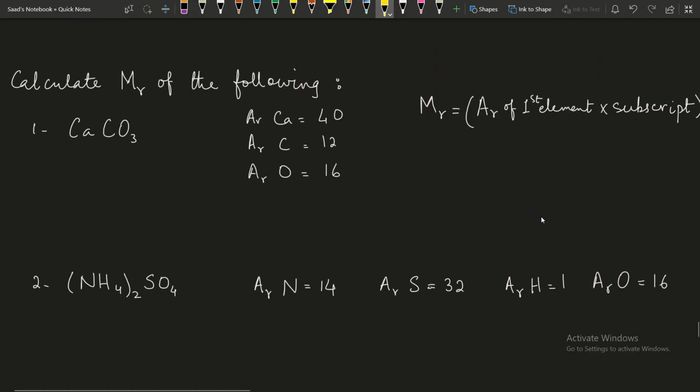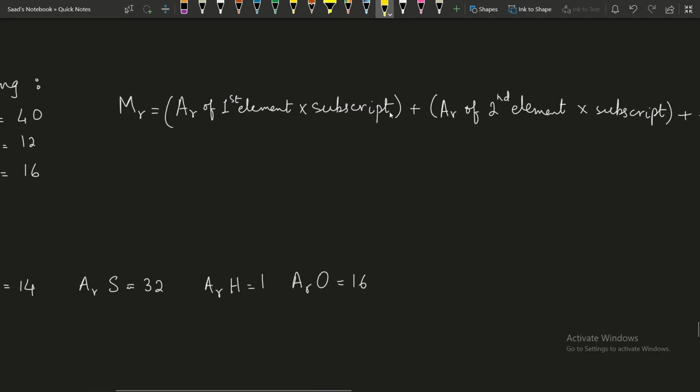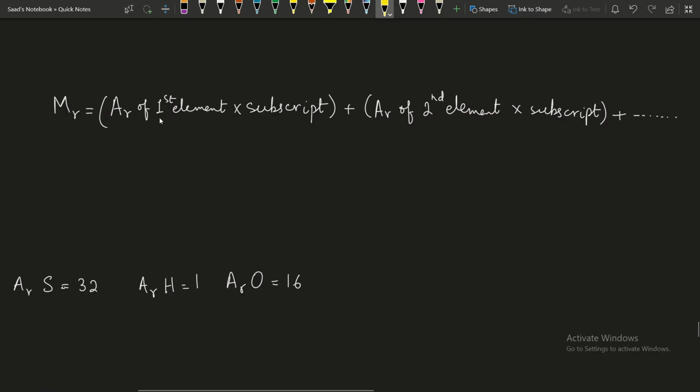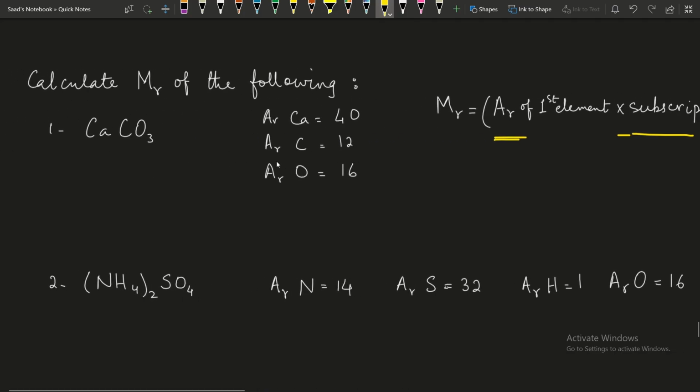Now let's calculate the MR, relative molecular mass, of different compounds. And what's the formula? How can we get the relative molecular mass? The formula is that you take the AR of the first element, multiply it with its subscript, then add it to the AR of the second element, which is also multiplied by its subscript. Then the same goes on for the third or fourth elements. All right. So we can understand it with the help of examples.